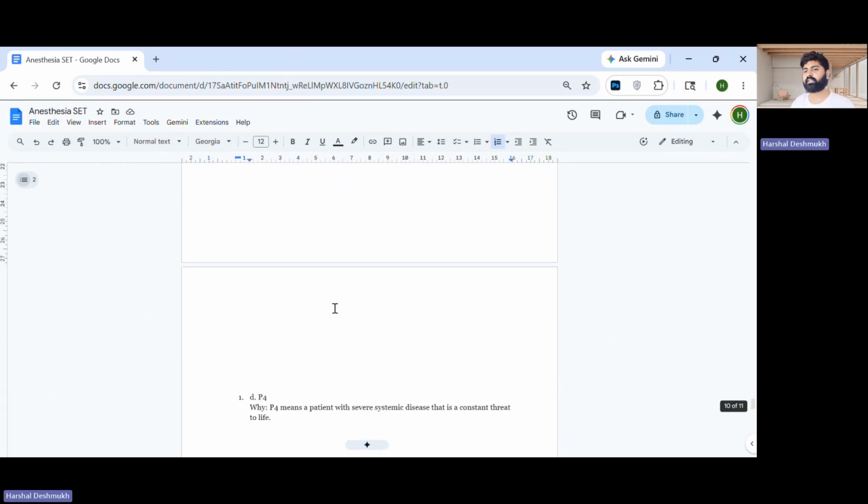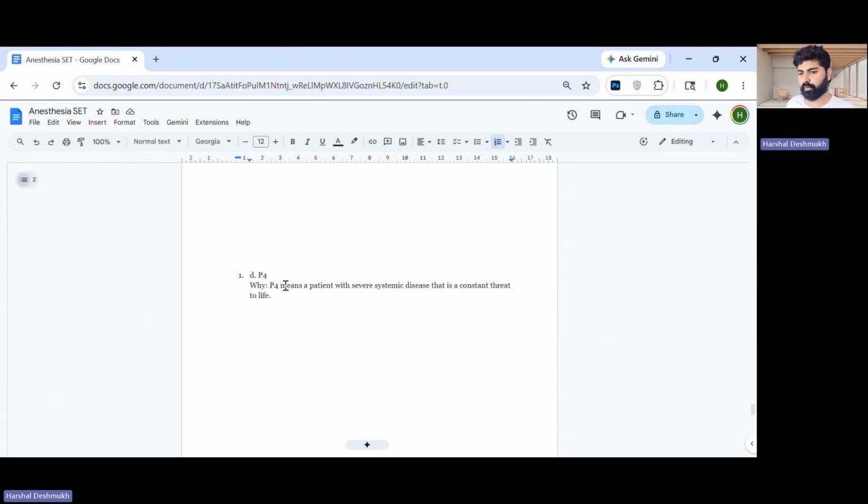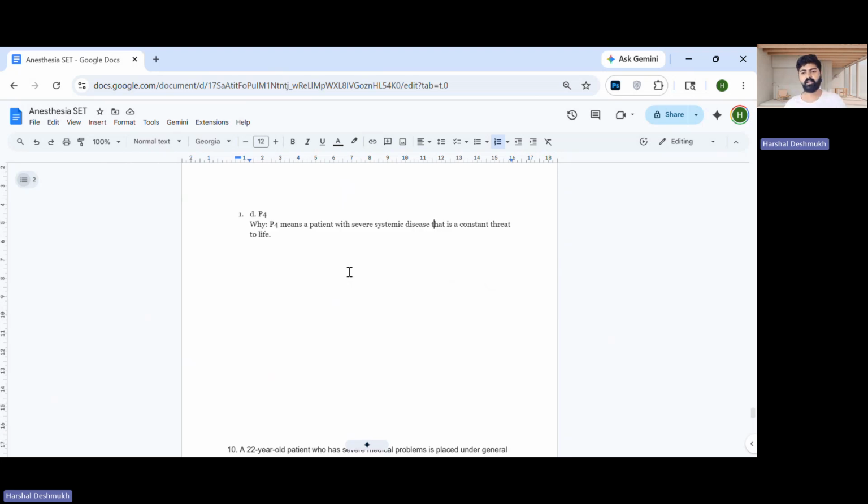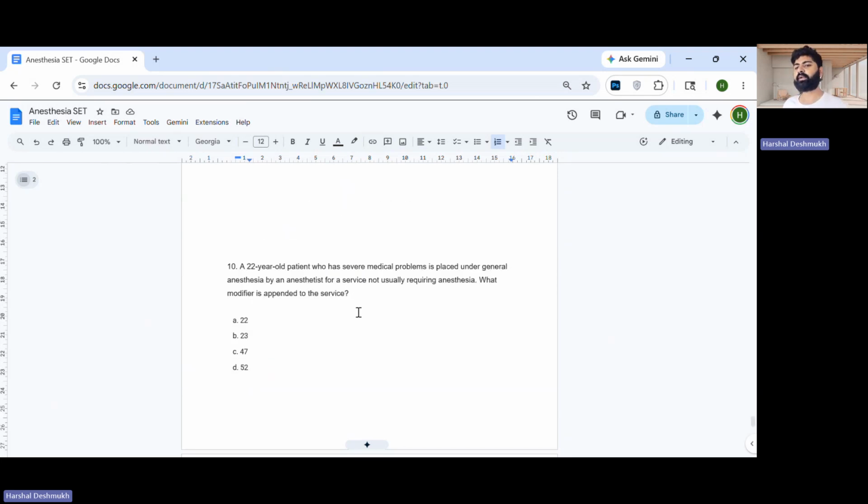The right answer for this physical status modifier is P4. P4 means a patient with severe systemic disease that is a constant threat to life. Make sure you know the differences between all the physical status modifiers, from P1, 2, 3, 4, 5, 6. All right. This is your last question. A 22-year-old patient who has severe medical problems is placed under general anesthesia by an anesthetist for a service not usually requiring anesthesia. What modifier is appended to the service?